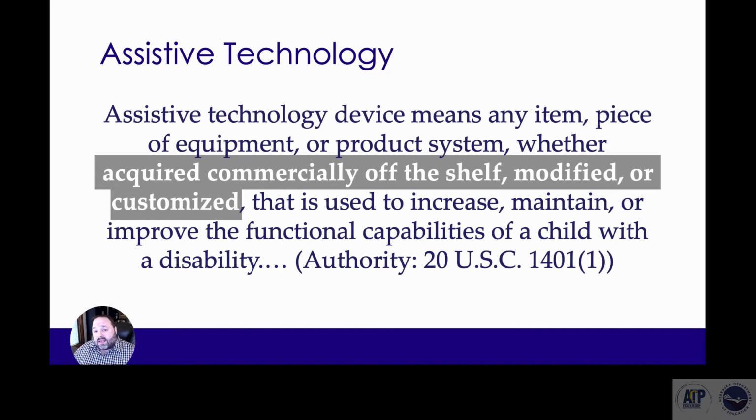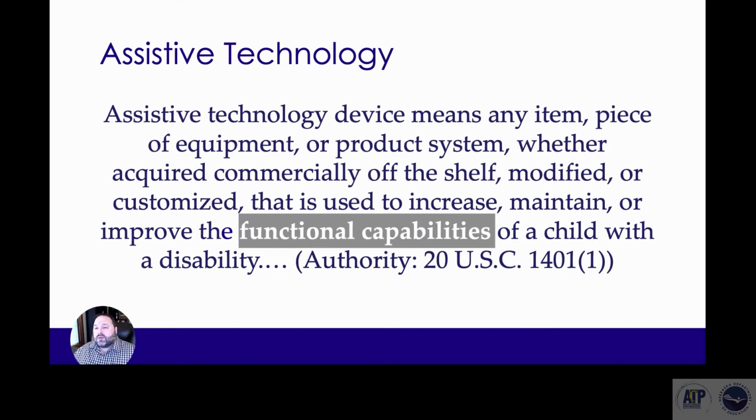All of those things could be things that we would have to do to assistive technology as well in order to allow the student to be successful with it. We may need to modify it or customize it in some way that is used to increase, maintain, or improve the functional capabilities. We're going to focus on those two words, functional capabilities. One of the things that I love about assistive technology is that it can be used across so many different functional domains. So we have to ask ourselves, what do we ask students to do every day to be successful?